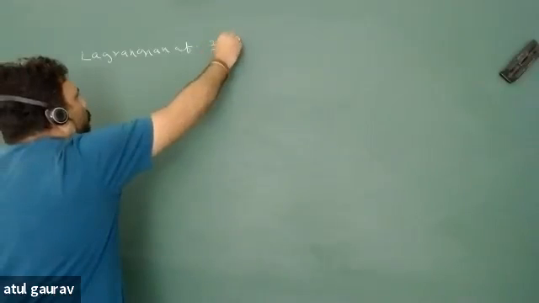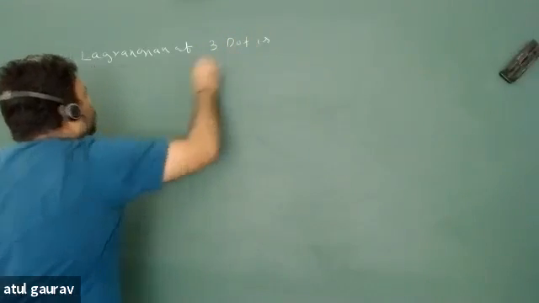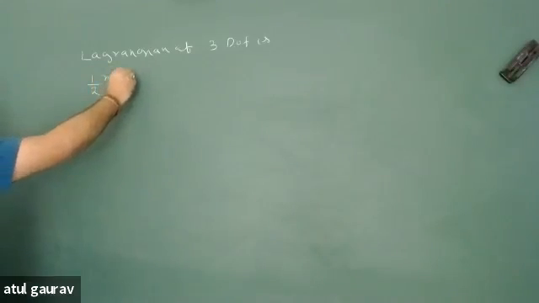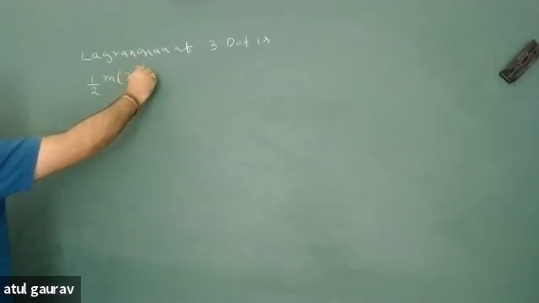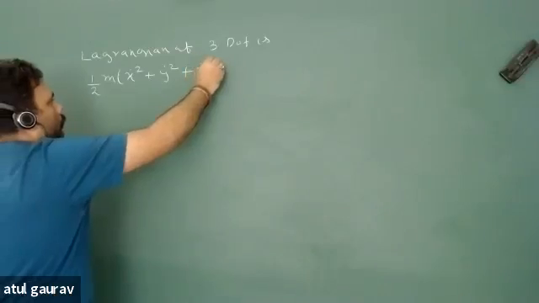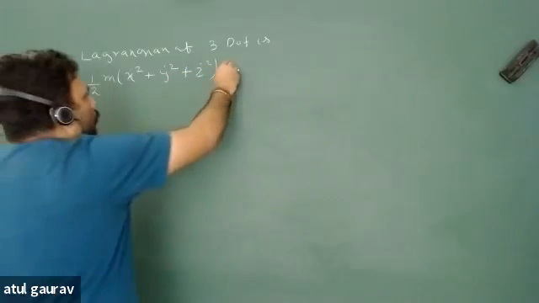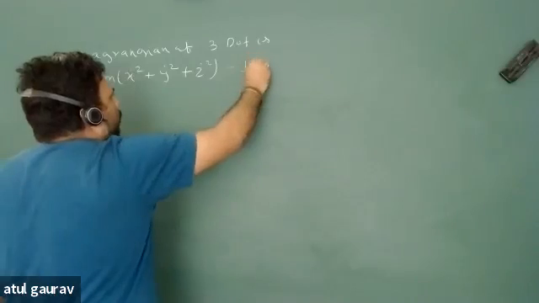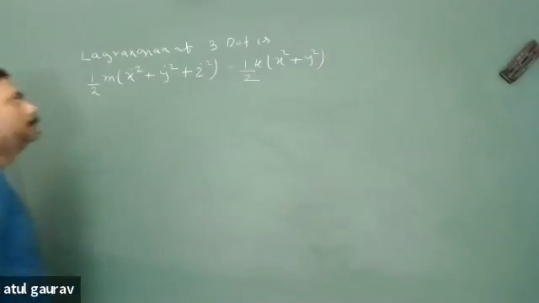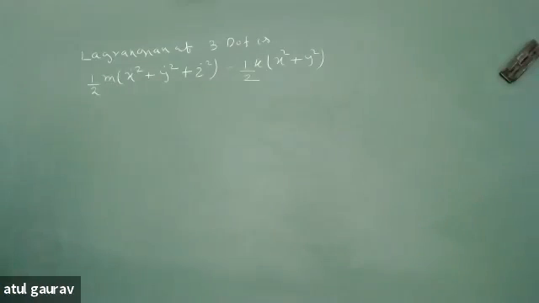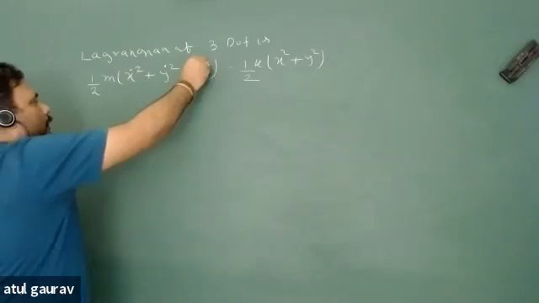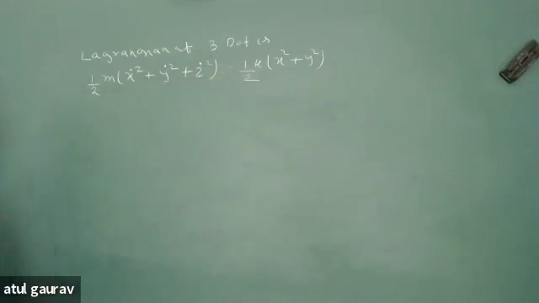So let's have a Lagrangian. The Lagrangian of three degrees of freedom is given as half m (x dot square plus y dot square plus z dot square) minus half k (x square plus y square). So this is the Lagrangian of 3 degrees of freedom. Obviously, this is my kinetic energy and this is my potential energy.